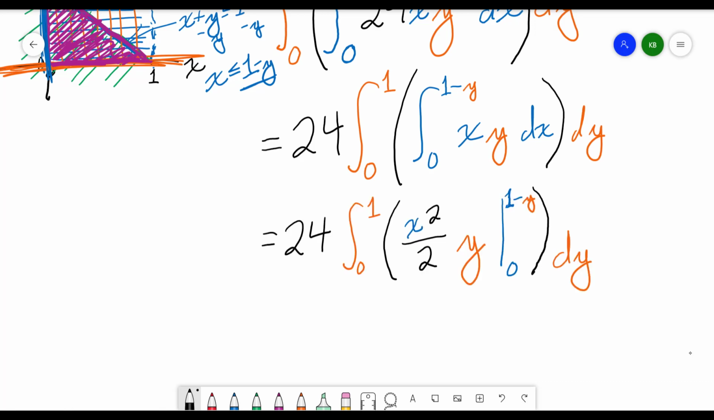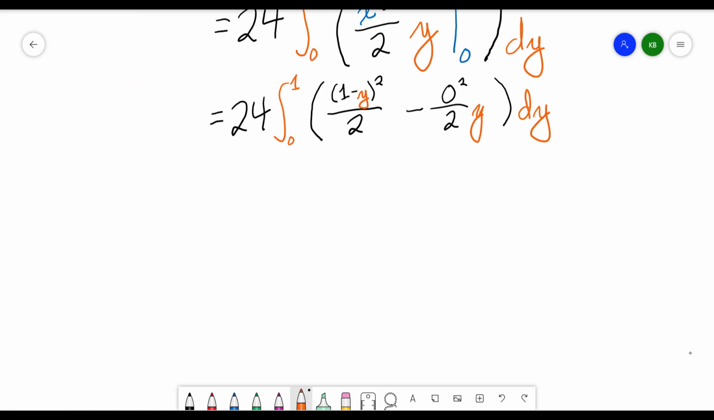And now that I've integrated, I'm going to evaluate it on my interval. So I'm going to plug in 1 minus y everywhere I have an x, and then I'm going to subtract from that, plugging in a 0 everywhere I have an x. And now, again, I only have y's as variables inside, so I'm down to a single integral with a single variable. But again, it's not an integral I want to take because it's super messy inside, and I can do a lot of simplification there. So let me do that.